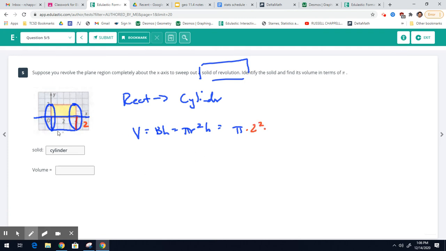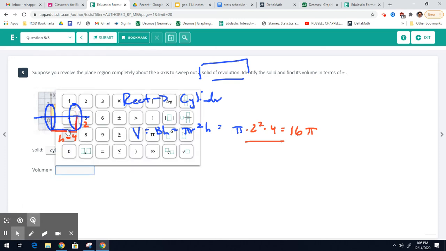And then your height is the distance between the two circles. That's this length here. This is your height, and that's 1, 2, 3, 4. That's a length of 4. Again, we're going to leave it in terms of pi. We're going to multiply out 2 squared times 4. 2 squared is 4. 4 times 4 is 16 pi, and that would be units cubed, but we don't have any units here. So 16 pi is fine.